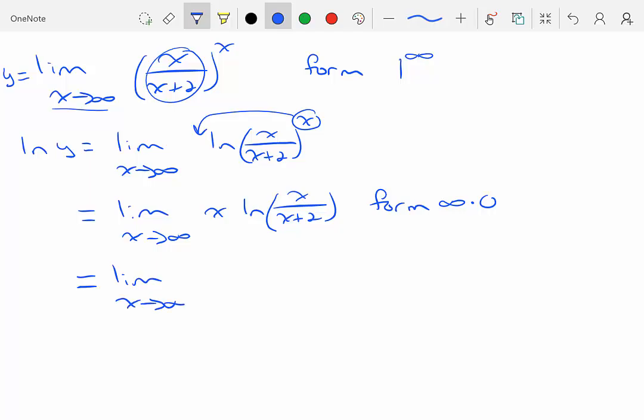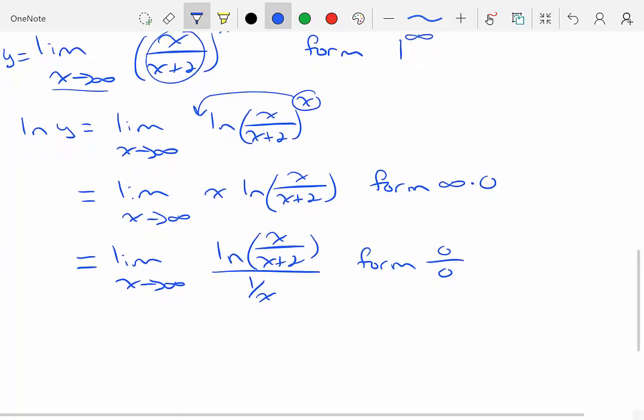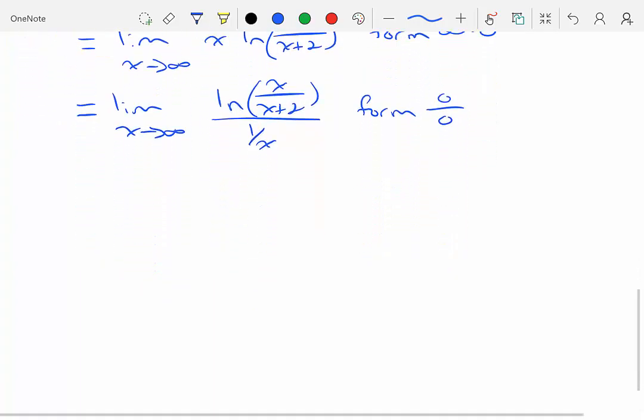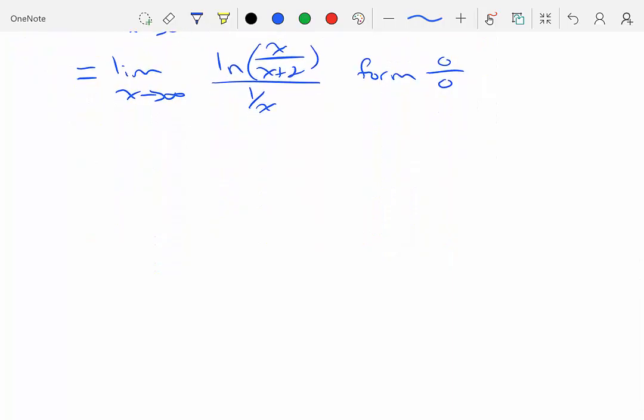If I rewrite this as the natural log of x divided by x plus 2, all over 1 over x, then I now have that the form is going to approach 0 divided by 0. So I am ready to use L'Hopital's rule. I've said this before. Up to this point, all I've done is change the way that the limit looks so that I can use L'Hopital's rule.